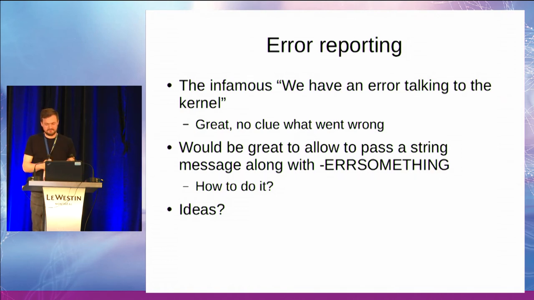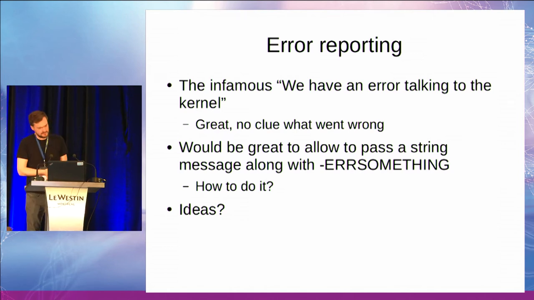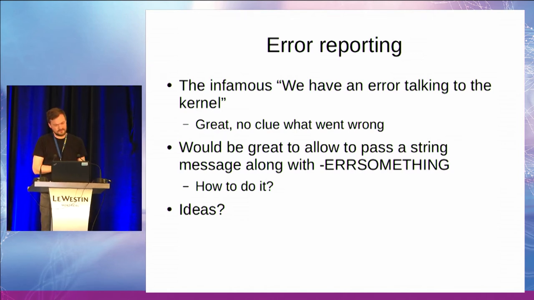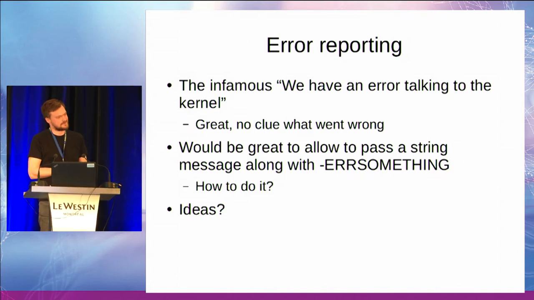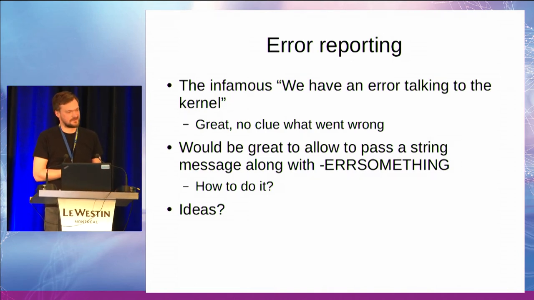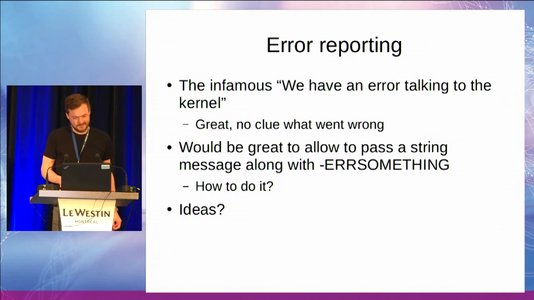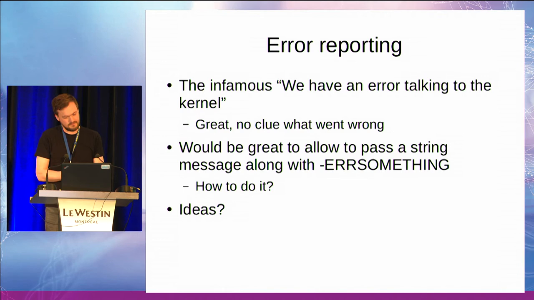Error reporting is a problem for TC in general. So we have an error talking to the kernel. It's like the error you will see when something is going wrong, but you don't know anything. So that's not good, and it would probably be better to pass some arbitrary string to the user who can actually find out what went wrong. I mean, a string would be nice, or some other error code maybe.